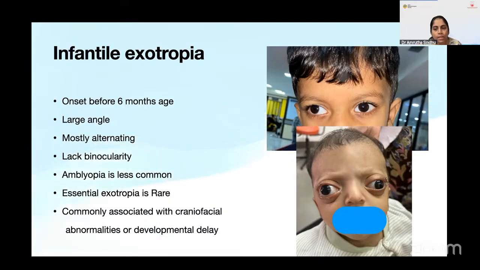So whenever you see a child with an exotropia, always search for underlying neurological abnormalities. That is because that is the more common association. So you should look for any craniofacial abnormalities, any syndromic association, whether there is any developmental delay, like a child with a cerebral palsy or any other developmental disorders. So you should always rule out this, especially when you're taking a case of exotropia. Try to look for these conditions during your systemic evaluation.